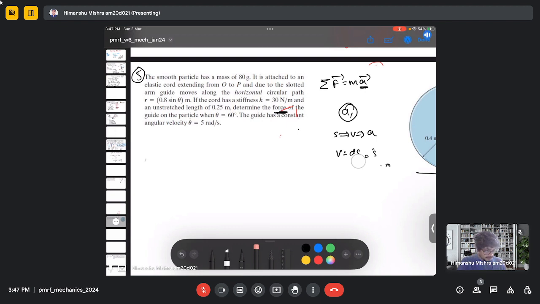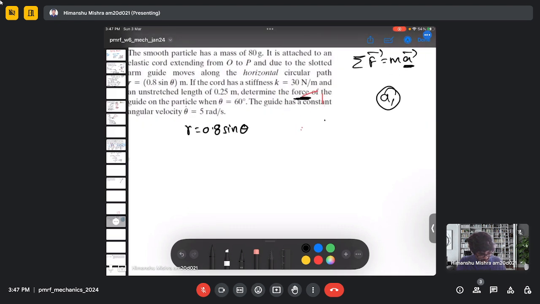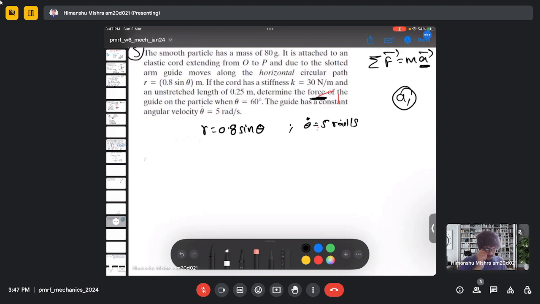So here in polar coordinates, we are given r, which is 0.8 sin theta. We are given theta dot, which is 5 rad per second. So we can find the acceleration by taking the derivative of this, which is r dot equals 0.8 cos theta theta dot.